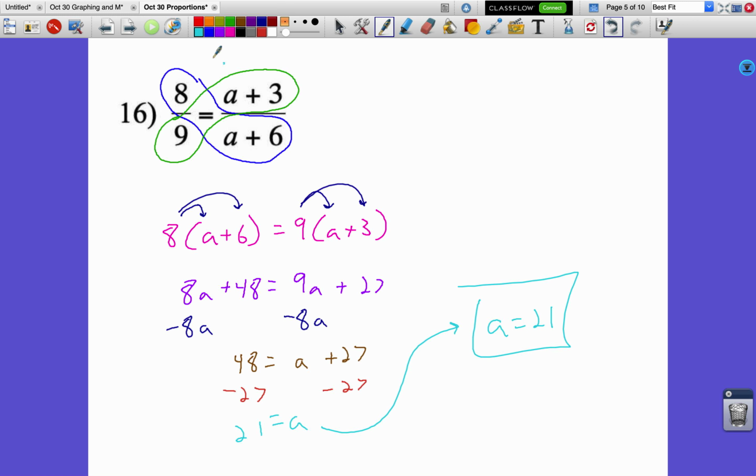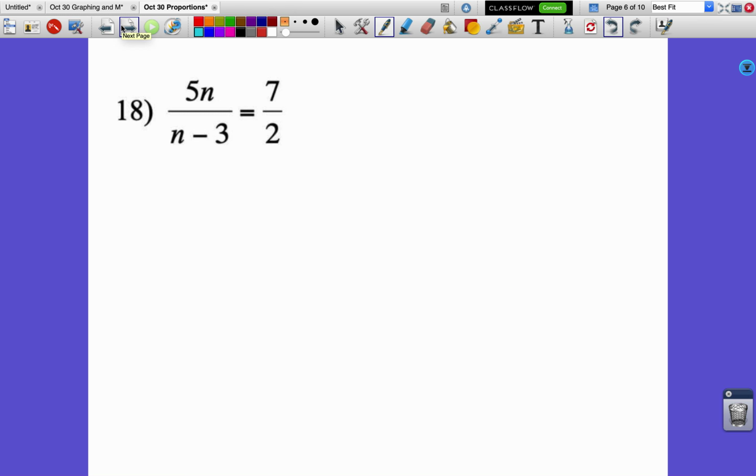All right. And plug it back in to double check. On the top here, we'd get a 24. On the bottom, we'd get a 27. Divide the top and the bottom by 3, we get 8 over 9 equals 8 over 9. It does balance. All right, another one for you to copy down. Maybe try this, pause the video and try this one first.